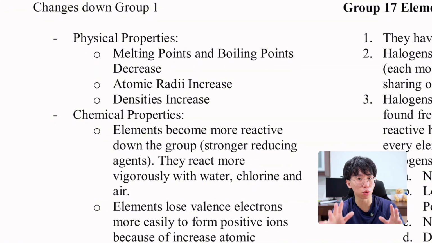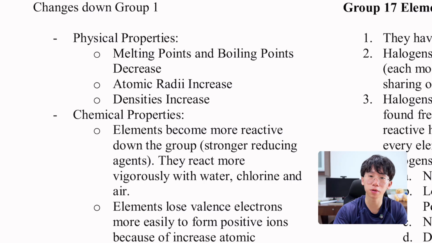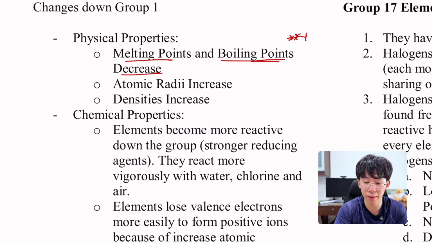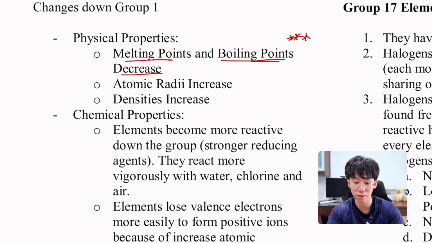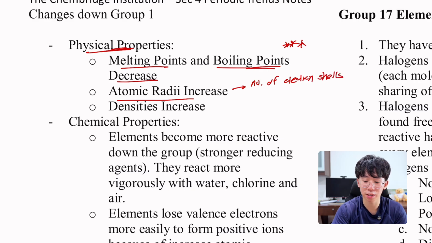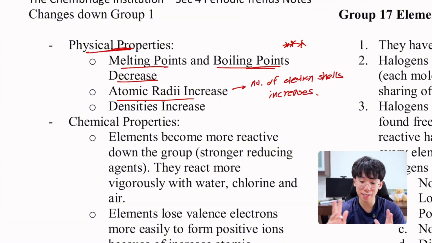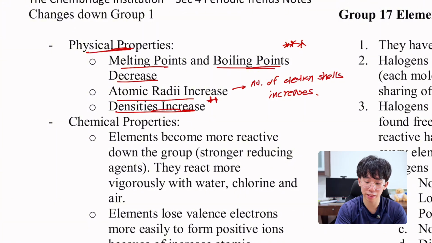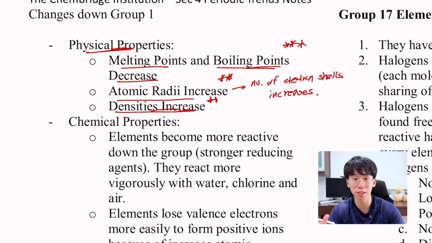Okay, so what trends do we see when we're going down the group as a whole? In terms of physical properties, your melting point and your boiling point actually decrease. This is very commonly tested, by the way, so this is very important to memorize. And atomic radii also increases down the group. Why? Because the number of electron shells increases down the group. And your densities increase as well. All these trends are very important.